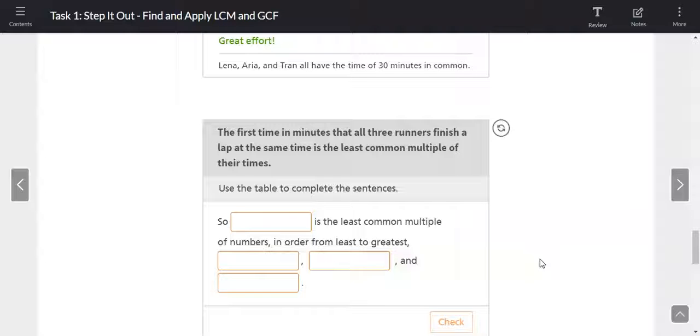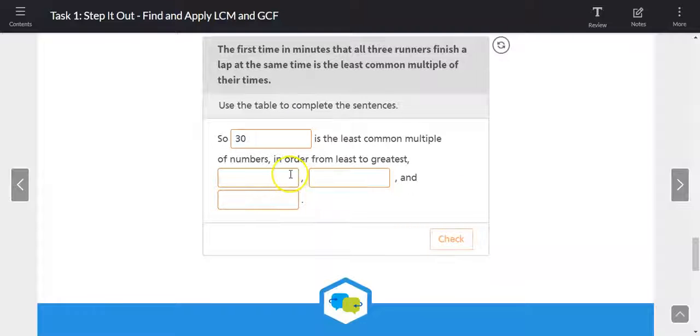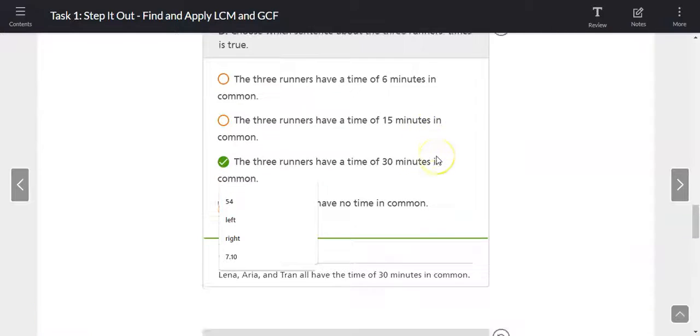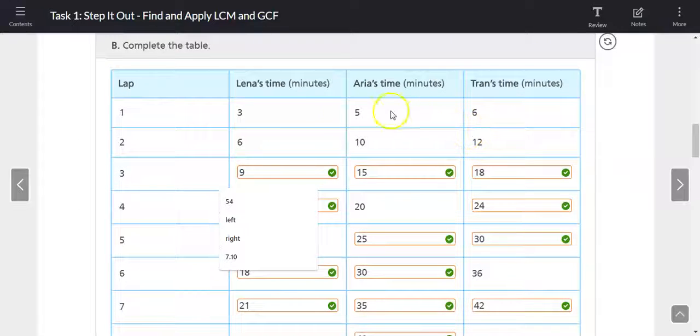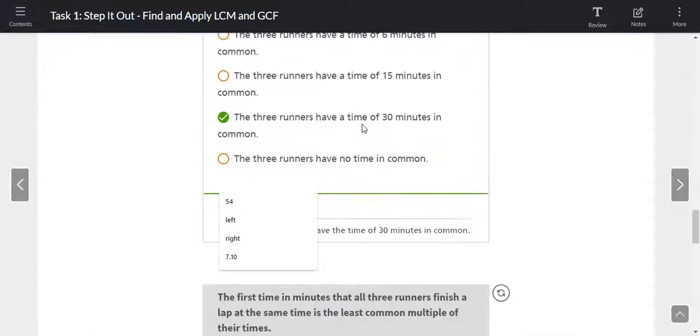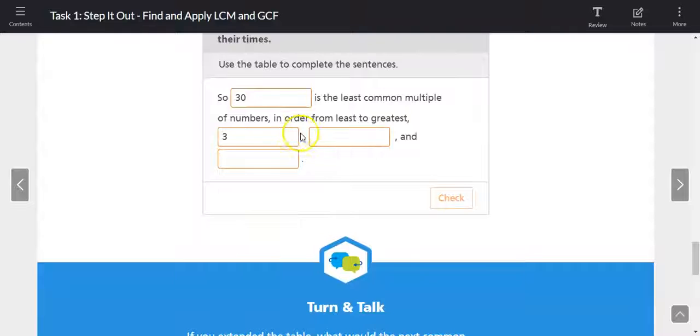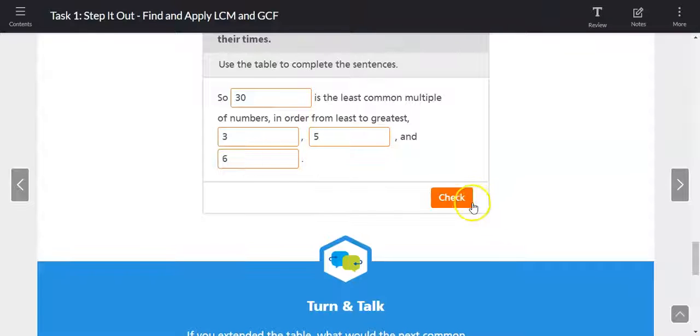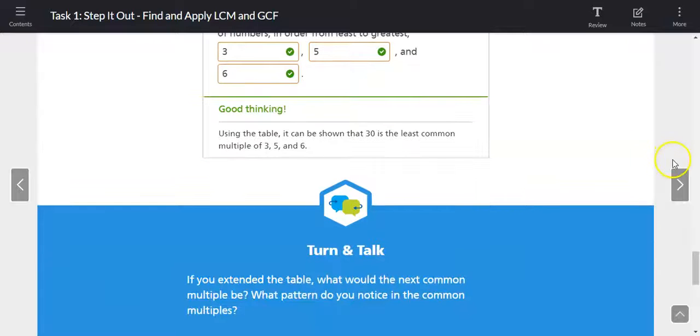The first time in minutes that all 3 runners finish a lap at the same time is the least common multiple of their times. Use the table to complete the sentence. So 30 is the least common multiple of the numbers in order from least to greatest. So we counted by 3, 5, and 6. Okay, let's head on to the next part.